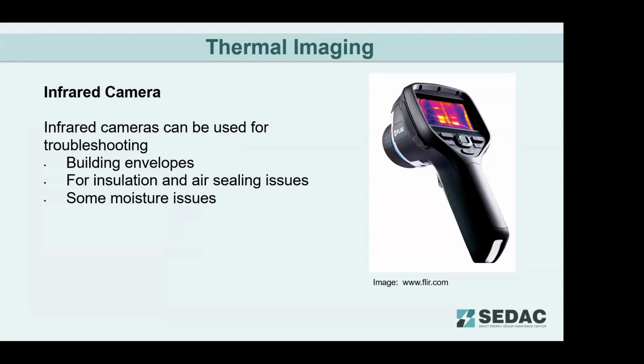And then the other thing that's not too difficult to use, as long as you are skilled at looking at images and knowing what you're looking at, what's good and bad, is using the thermal imaging camera or the infrared camera. These are used to troubleshoot building envelopes. They're used to look for insulation and air sealing issues, and can even detect some moisture issues as well.